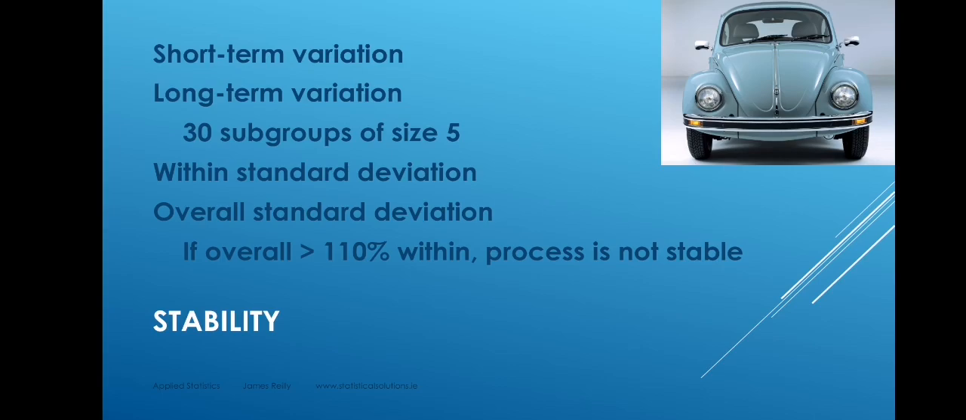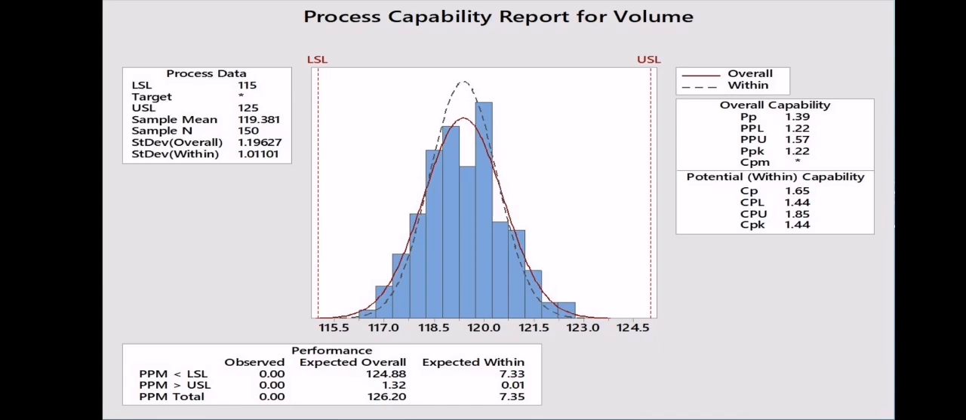But the within standard deviation is calculated only by comparing data that arises within the same subgroup. It never compares a number from one subgroup with a number from a different subgroup. That's what the overall standard deviation does. It compares all of the data to get both the inherent random variation within subgroups, and it also includes the time-to-time variation.